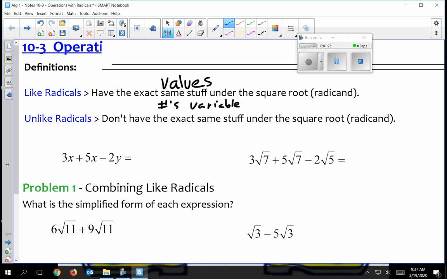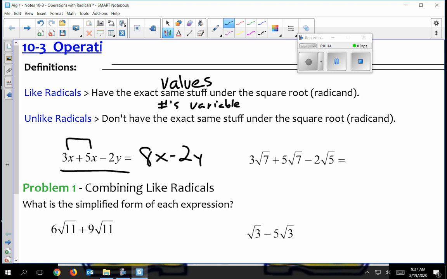Okay, so a little bit of review here. If I've got this expression 3x plus 5x minus 2y, I can put like terms together. We've done that since August. So 3x and 5x is 8x, but I can't put it together with the 2y, so I'm just going to leave it like that. Simplified as far as I can go.